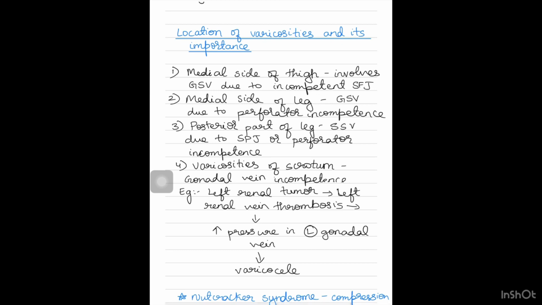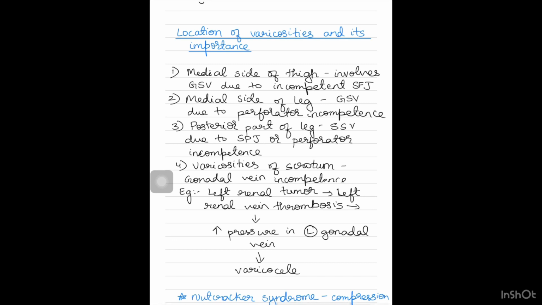Varicosities of the scrotum are mainly due to gonadal vein incompetence. For example, a left renal tumor causing left renal vein thrombosis. So why should there be a varicocele? Why should it develop? Because the pampiniform plexus of veins, which is draining the testis, drains into the left gonadal vein, which drains into the left renal vein, whereas on the right side, the right gonadal vein directly drains into the IVC.